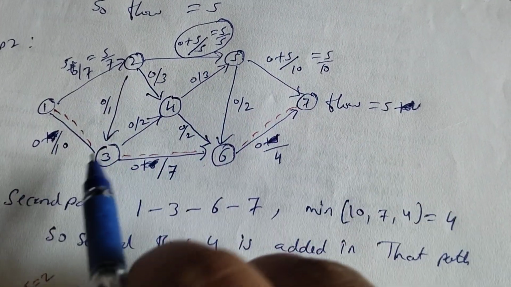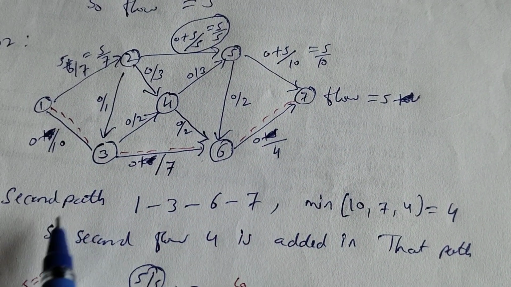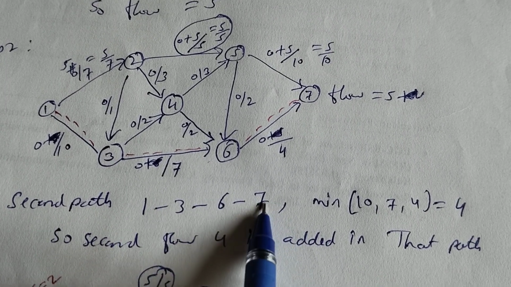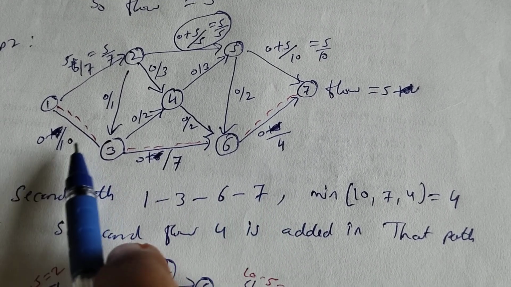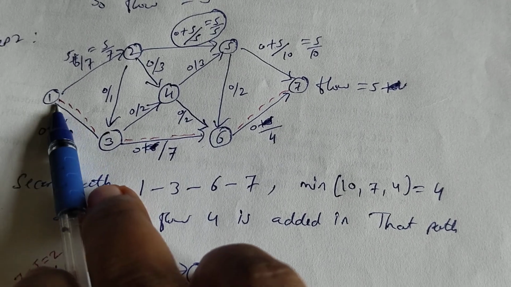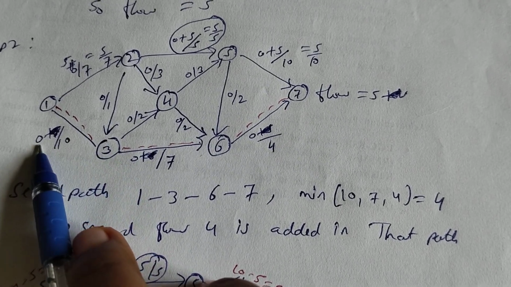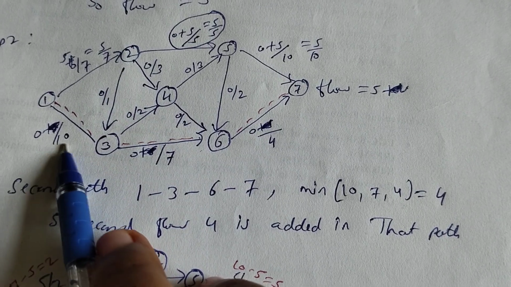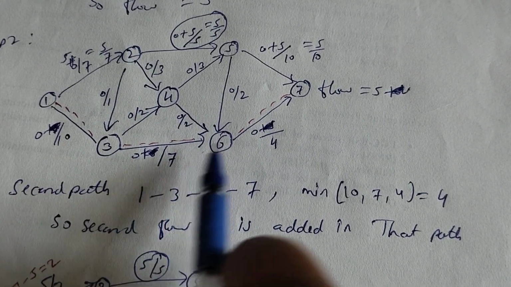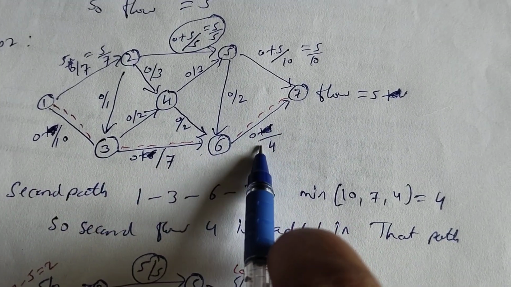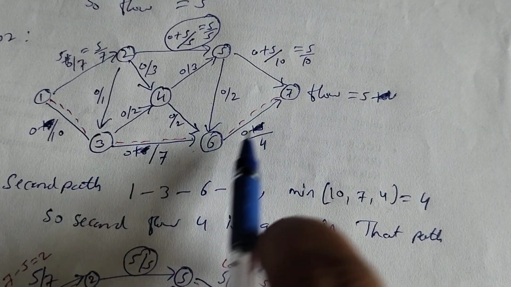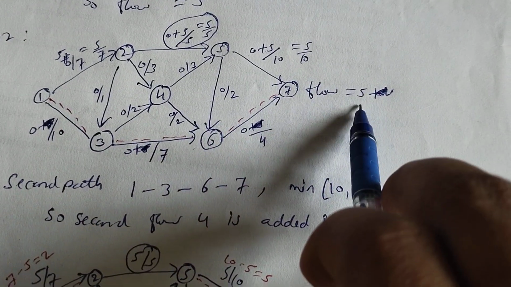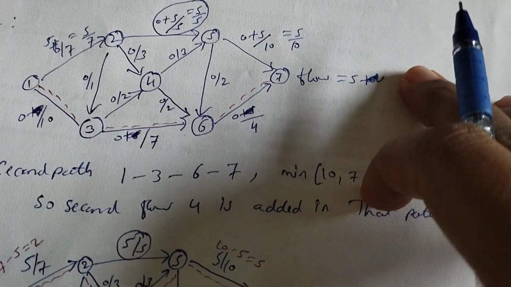Now select another path. The second path we have selected is 1 to 3, 3 to 6, 6 to 7. Now again calculate the residual capacity. For 1 to 3, the flow is 0 and the capacity is 10, so the residual capacity becomes 10 minus 0, here 7 minus 0, 4 minus 0. Among these residual capacity values, the least one is 4. So that 4 becomes the flow value for the next network.